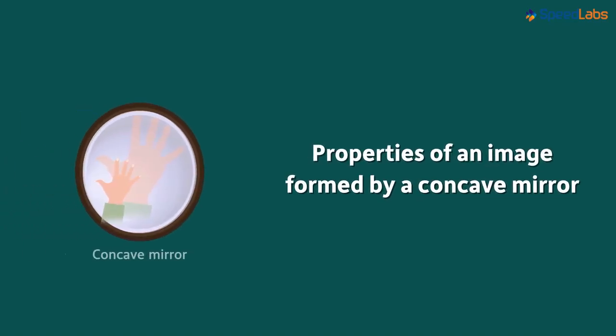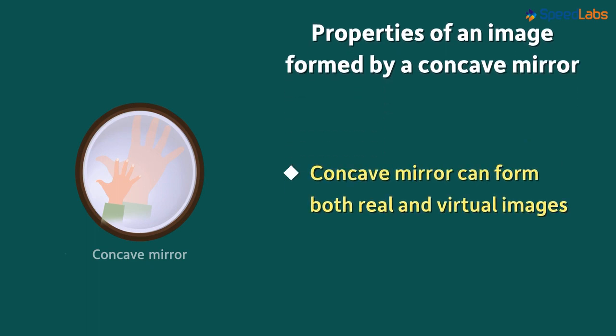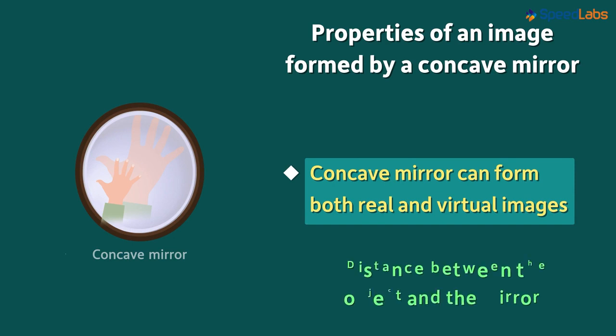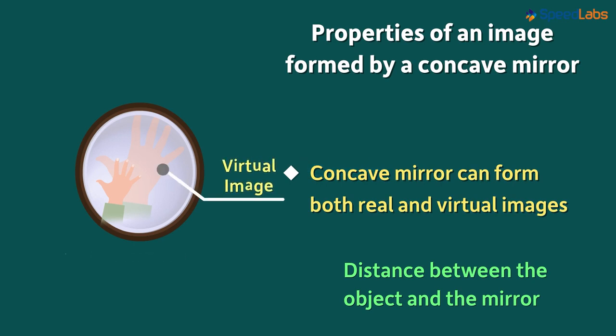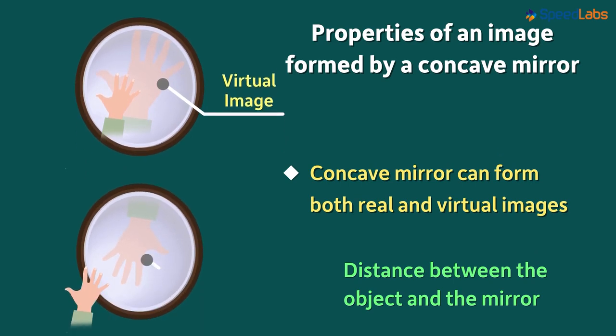In our previous video, we discussed one of the properties of an image formed by a concave mirror. This property states that a concave mirror forms both real and virtual images. It depends on the distance between the object and the mirror. If the object is too close to the mirror, a virtual image will be formed, and if it's further away, a real image will be formed.